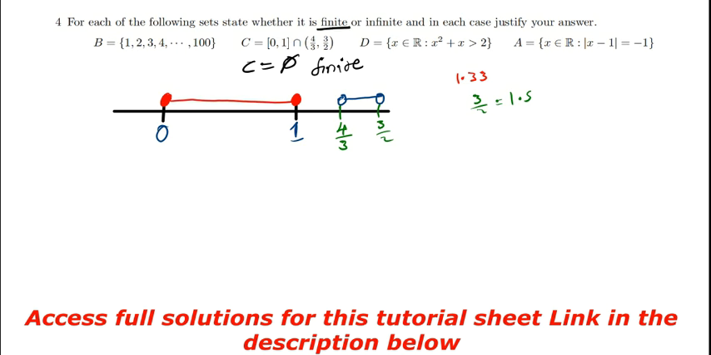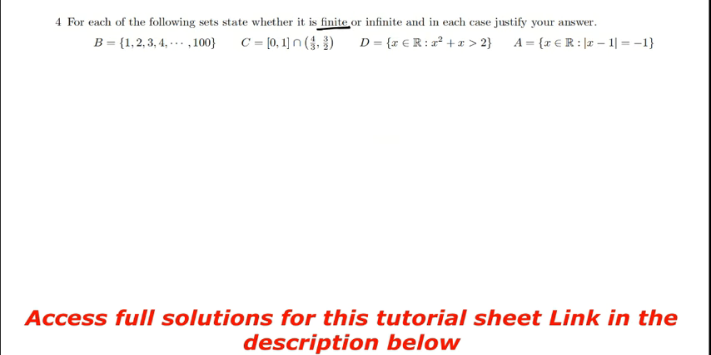Justification is that we don't have members which are common. As a result, this set is going to be empty. So an empty set is going to be finite as well. Then we move on to part D.